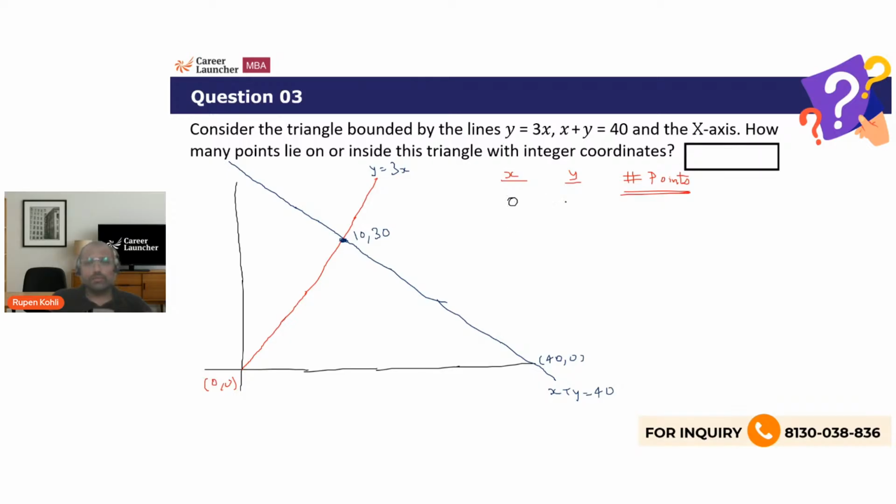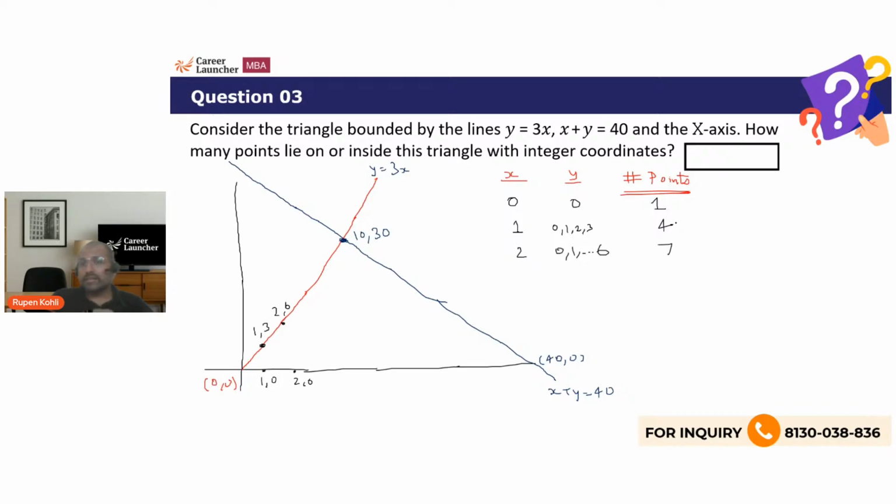When x is 0, y can only be 0 on the triangle or inside the triangle. So this is 1 point. When x is 1, since this is the line y equals 3x, y will be 3 on the line. So from (1, 0) to (1, 3), the values of y go 0, 1, 2, 3, which are a total of 4 points. Likewise, when x is 2, on the line y is thrice of that, so this is (2, 6). So the values of y are 0, 1, 2, 3 up to 6. From 0 to 6, these are 7 values.